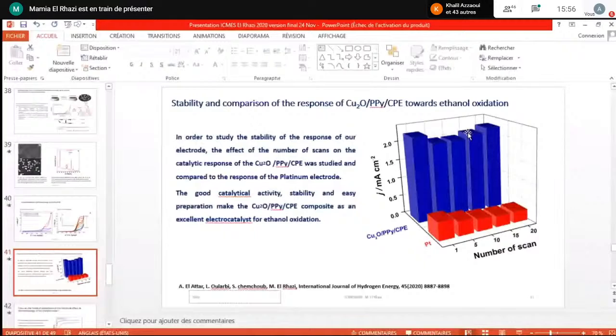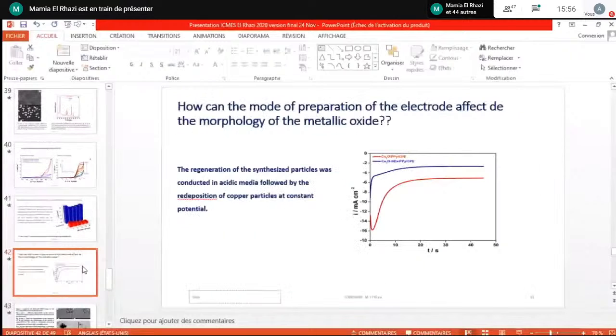We can also modify the mode of preparation of the electrode by playing on the nature of the surface of the electrode. Here we can show that the regeneration of the particle can play an important role in the morphology of copper. Here the regeneration of the synthesized particle was conducted in acidic medium, followed by the deposition of copper particles at constant potential. And we can see here the difference between the two methods.